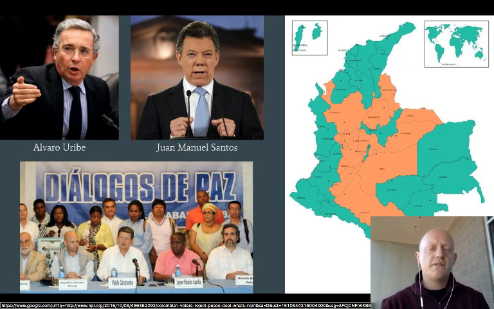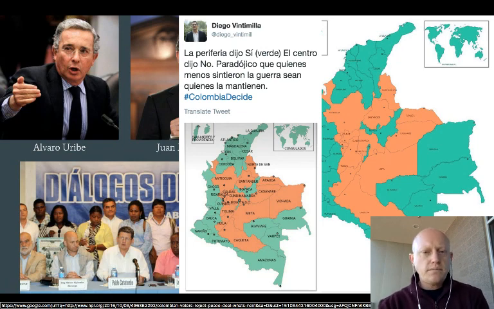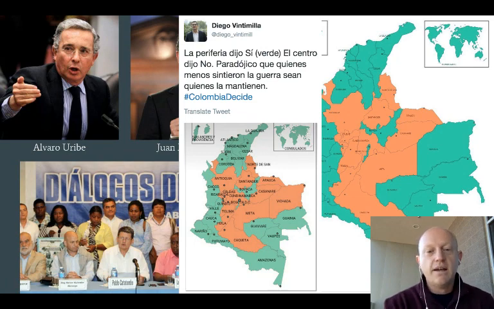Things have gotten better, though, as I mentioned earlier in this presentation. Even though the first referendum that was held in the fall of 2016, so this was just before the presidential elections in the United States, it was October 2016, you can see that this says the periphery voted yes, that's the green, and the center voted no. It says it's a paradox that those that feel the war the least are the ones that are continuing it, meaning that the people in the center in these more urban areas are the ones who didn't have to deal with the war on a day-to-day basis. They're the ones who voted against the peace.